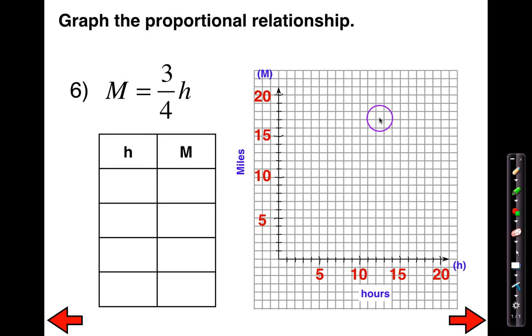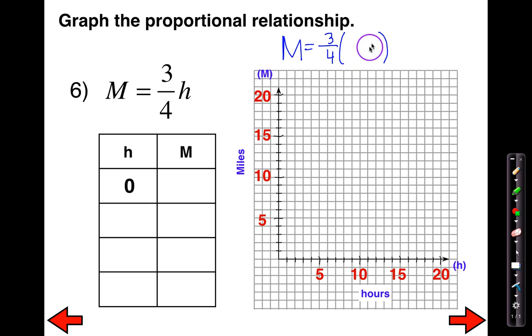Here we're going to graph just the same, but you're going to notice in this one, plugging in 0, 1, 2, 3, 4 might not be the best choice. So here, it's still going to be the same. Plugging in 0 is going to be the easiest number to plug in. So for H, I'm going to go ahead and plug in 0. Here, I'm just going to set it up as M equals 3/4 times H. I'm going to put a big parentheses there so I can plug in anything.